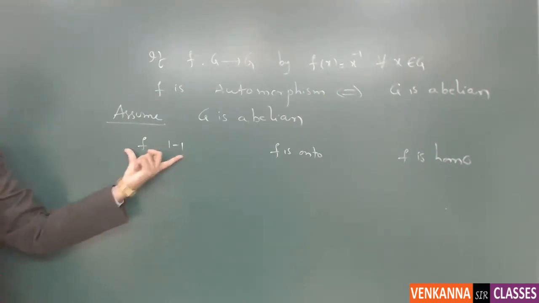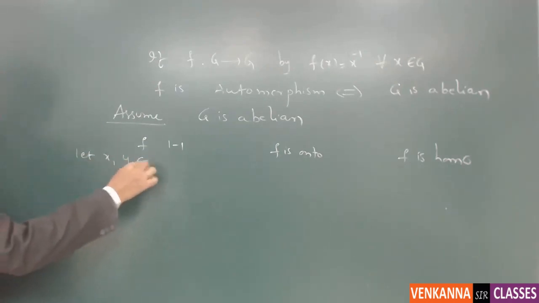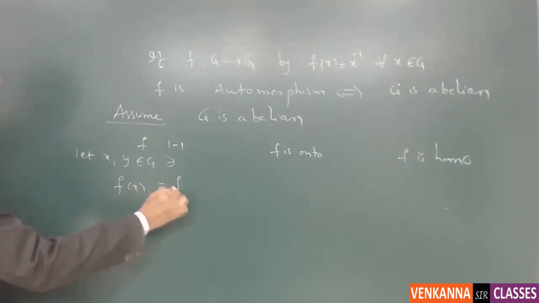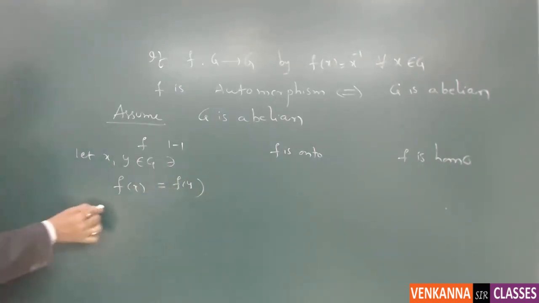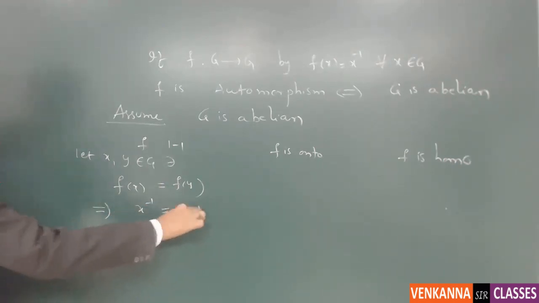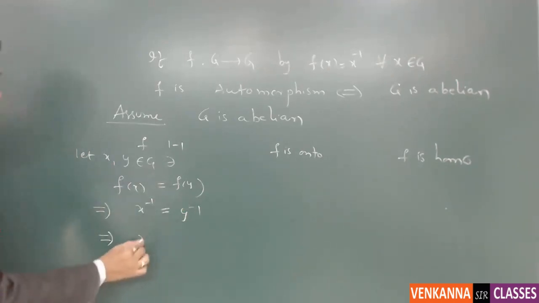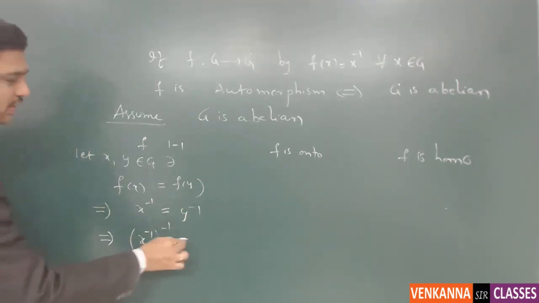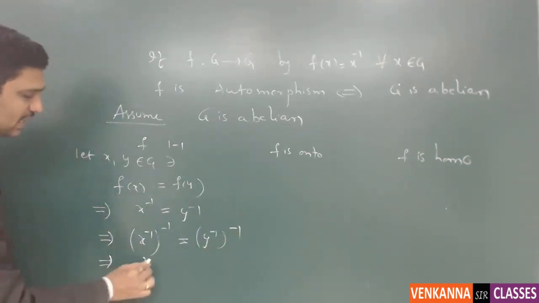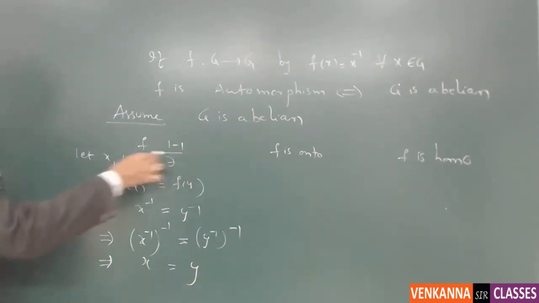So if you consider the first one, it is very easy. You take x and y, two elements in G such that f of x equal to f of y. Which gives that x inverse equal to y inverse. Taking inverse on both sides, x inverse whole inverse equal to y inverse whole inverse, which gives that x equal to y. Therefore, f is 1-1 is proved.